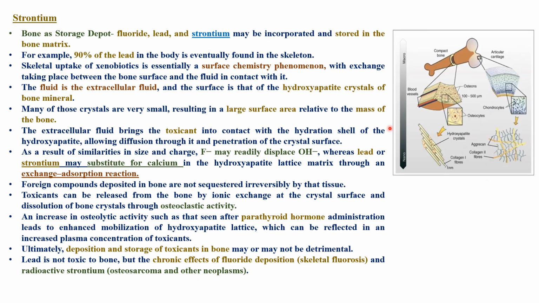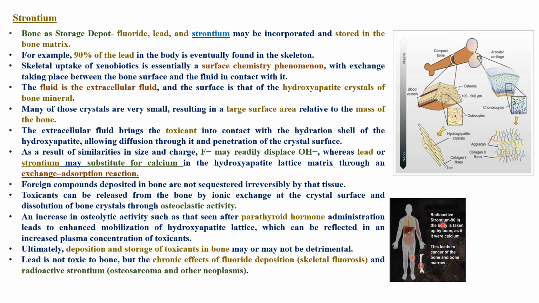This is a typical bone structure you can see. We're discussing the compact bone, and this is where the extracellular fluid will be. These are the blood vessels, right? And we are discussing these hydroxyapatite crystals because of their small size. Here we have seen most of the crystals are very small, giving a large surface area.